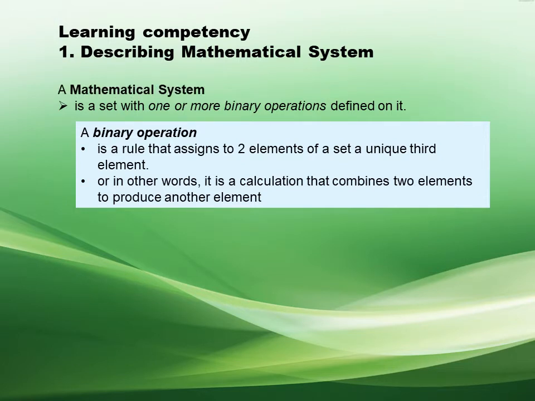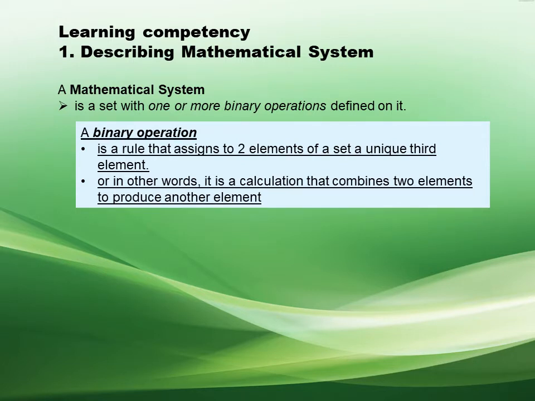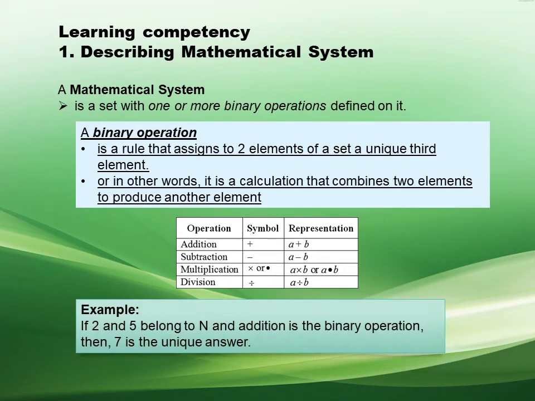A mathematical system is a set with one or more binary operations defined on it. A binary operation is a rule that assigns to two elements of a set a unique third element. Or in other words, it is a calculation that combines two elements to produce another element. Example, if 2 and 5 belong to N and addition is the binary operation, then 7 is the unique answer.